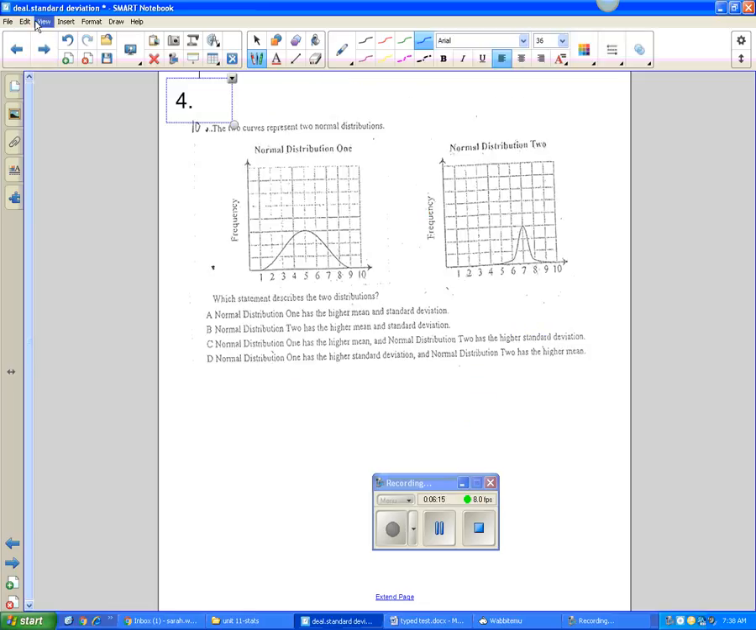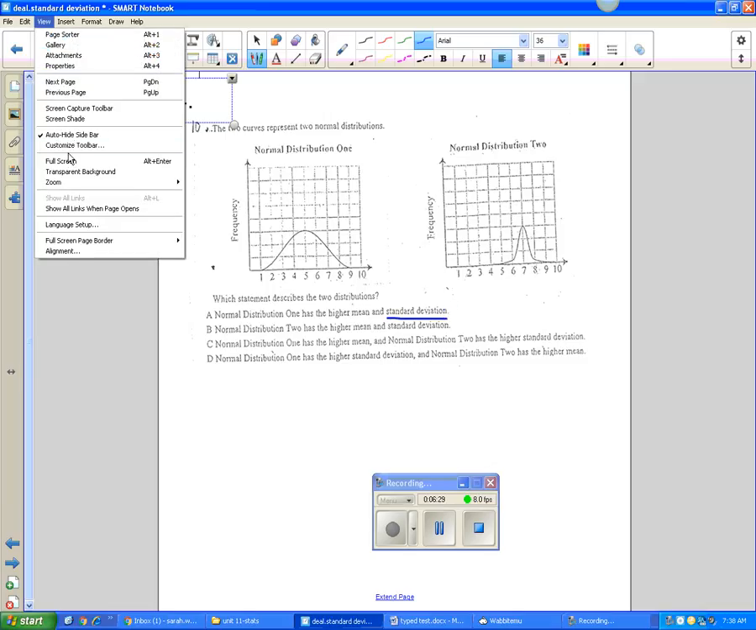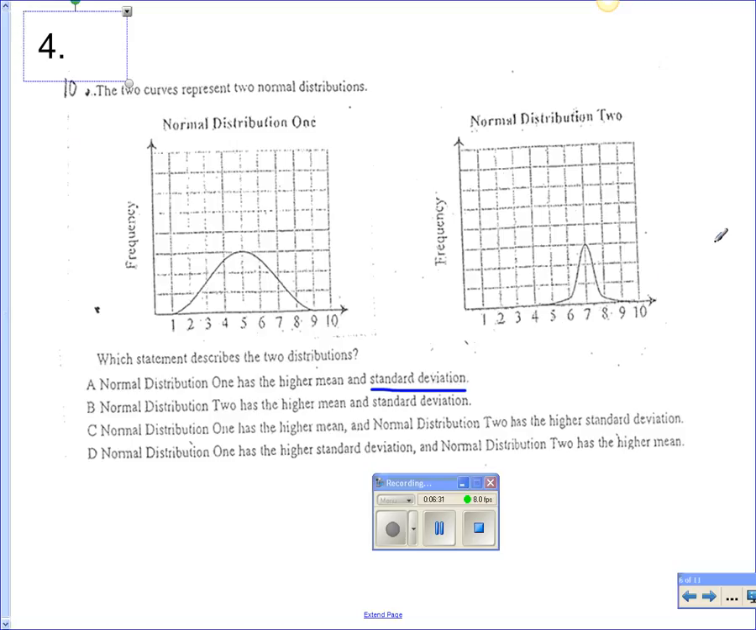All right, now we have some graphs. So remember that standard deviation is the spread, so how wide or how narrow it is. So if we look at normal distribution 1 and normal distribution 2, which one is wider? Which one's more spread out? Well, standard deviation 1 is wider. So it's going to have the higher standard deviation.